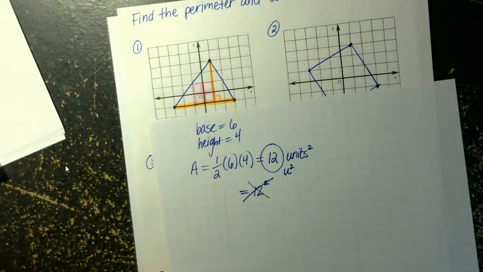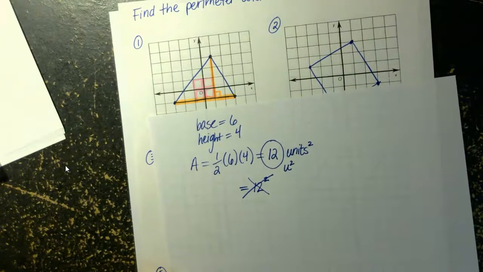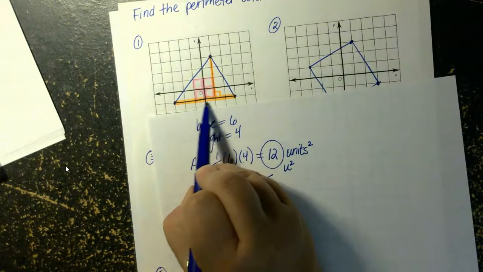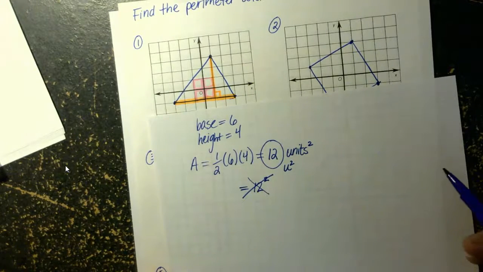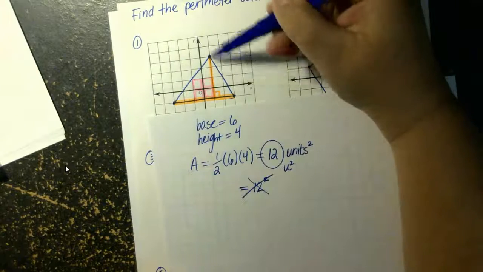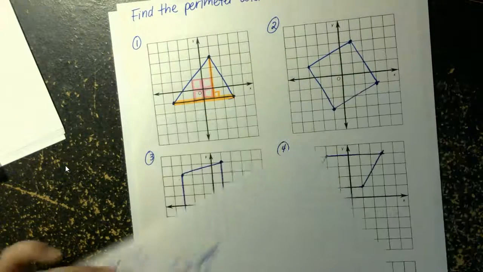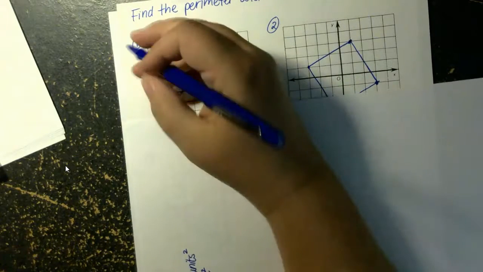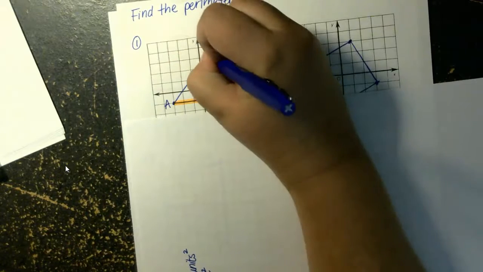Next, perimeter. Now that's going to be a little bit trickier on this one because I can't just rely on that whole horizontal and vertical thing where they're easier to count. This is not a horizontal or a vertical line. Neither is this. For this, I'm going to go ahead and label the vertices of my triangle, and I'm going to say A, B, C.